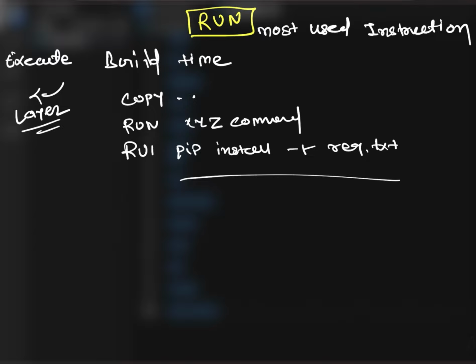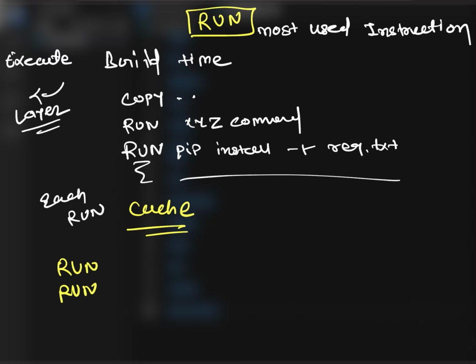So RUN is basically a cache. Each RUN creates a layer of cache. So the more RUN commands you use, the heavier the image gets. It's always better to use fewer RUN commands compared to multiple ones. It's a best practice to use a single RUN command to add all your installation dependencies.